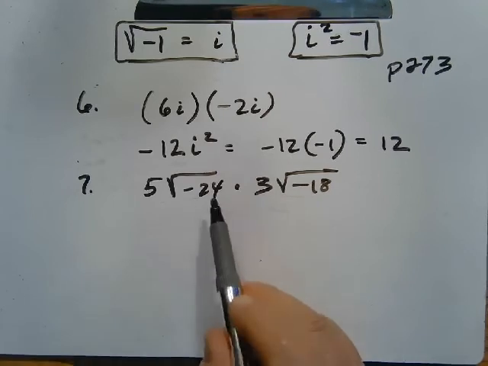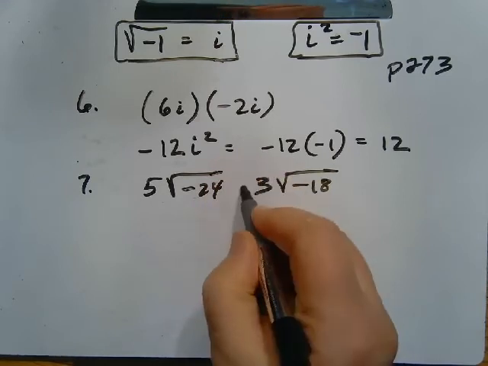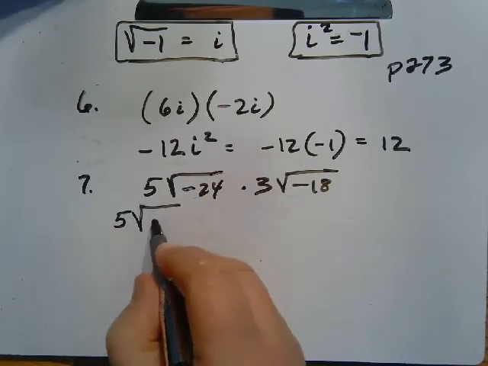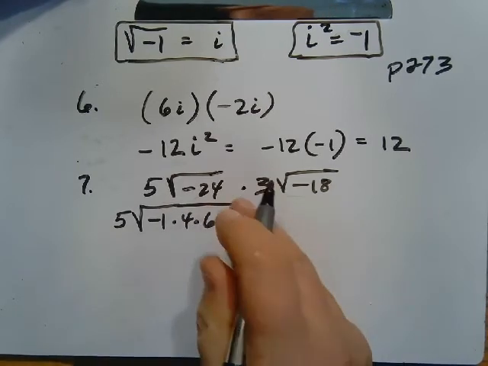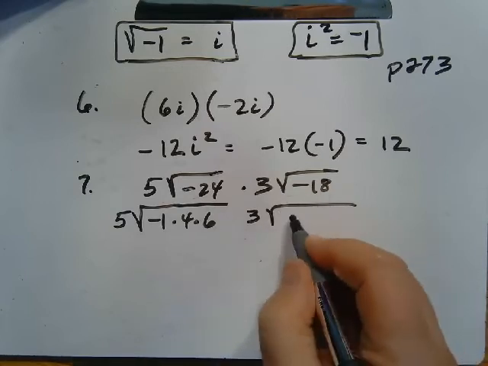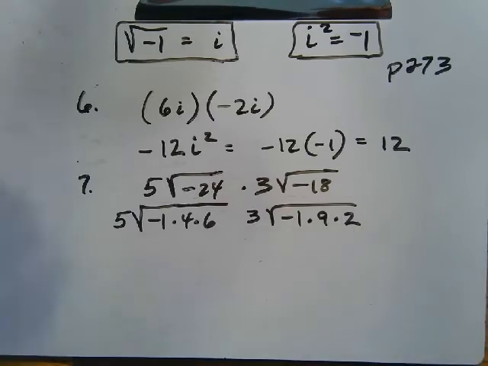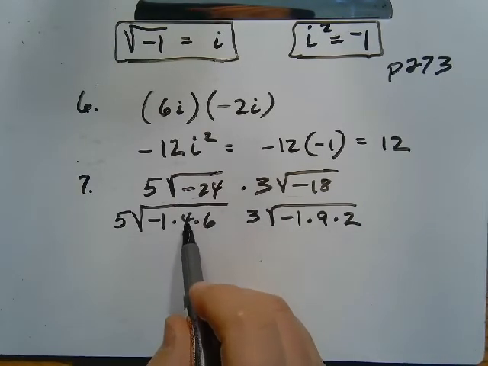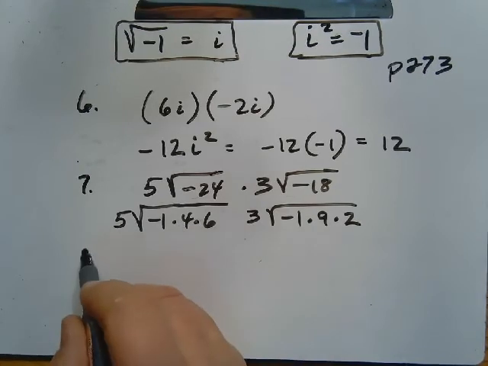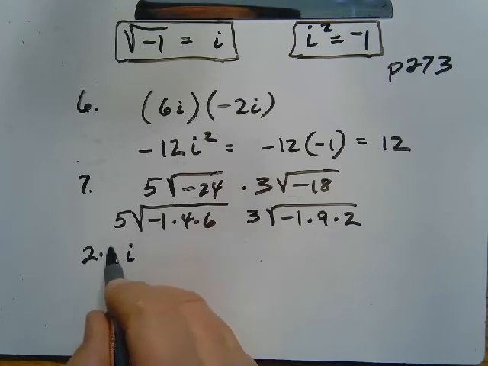Number 7, 5 root negative 24 times 3 root negative 18. Now, once again, we can't just multiply these two negatives together. We're going to break them apart into their perfect square factors. So here we go. Negative 1 is a perfect square. There's a 4 in here, that's perfect. Over here, a negative 1 is a perfect square, and there's a 9 in here that's perfect. Okay. Well, this is going to take us a little extra work to do all of this here. All right. Let's take the square root of 4, which is 2, square root of negative 1, which is i, and there's that 5 that was already there.